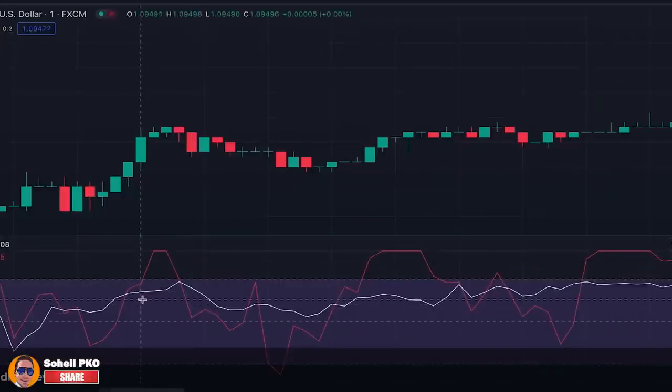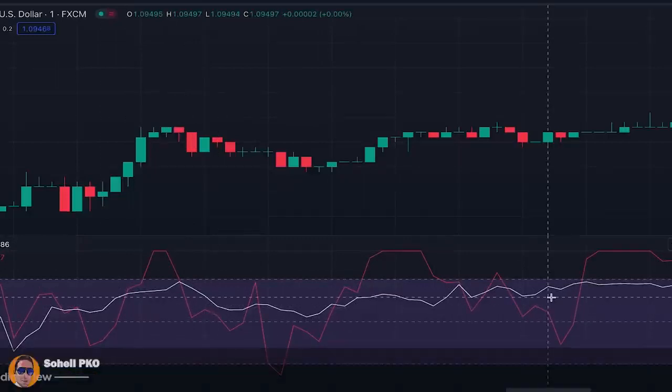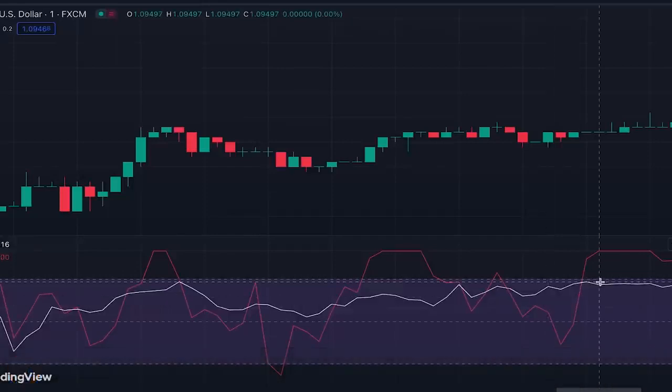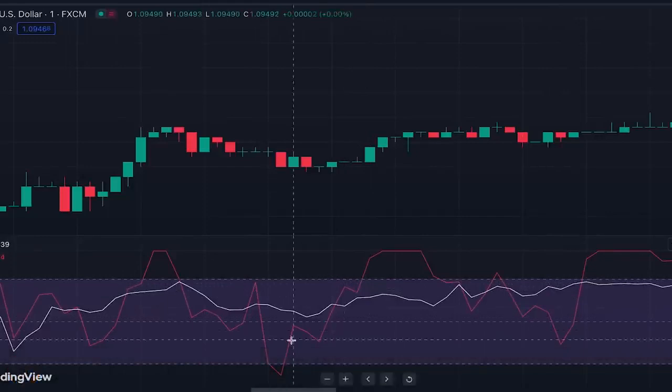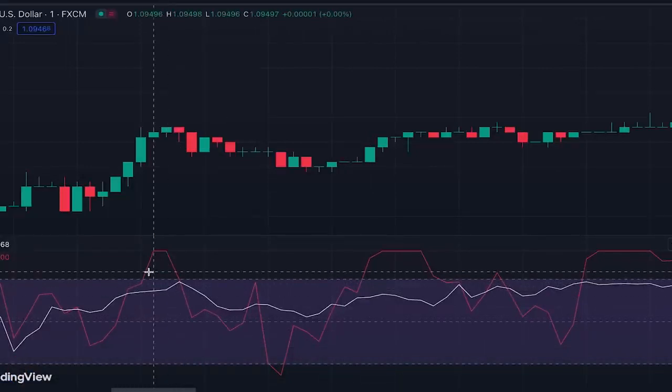We use the longer MFI, the white MFI, for identifying the current trend of the market. When it's above the center line, the market is trending up, and when it's below the center line, the market is trending down. And then by the help of shorter MFI, the red MFI, we discover buy sell signals.